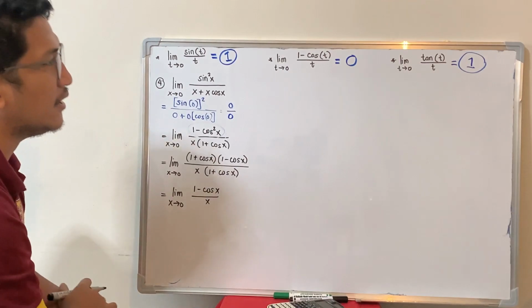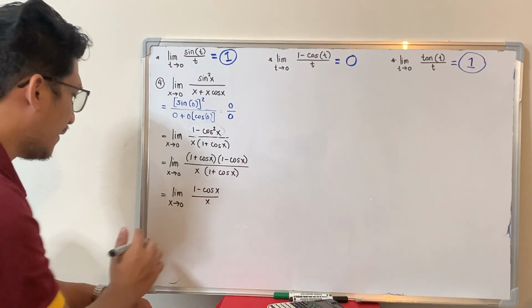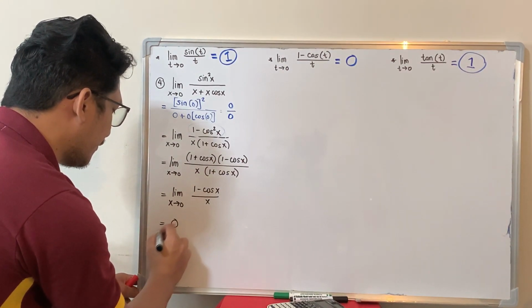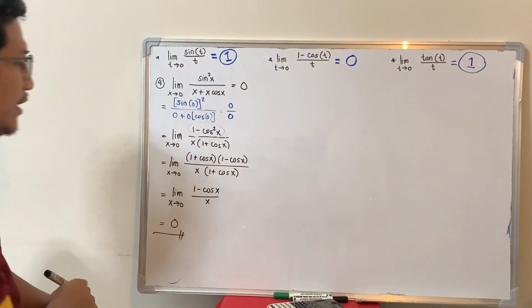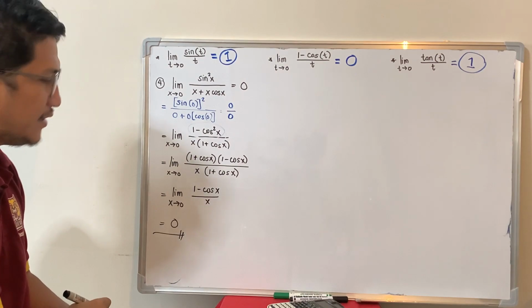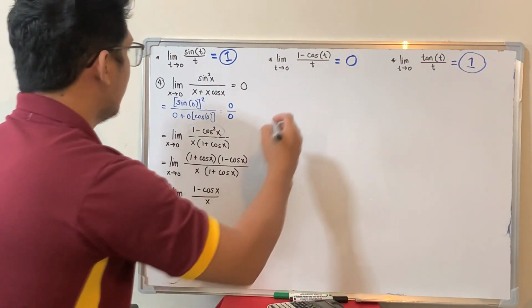According to that, it is equal to 0. So the limit of this function is just equal to 0. Okay, so that is easy. So, number 5.